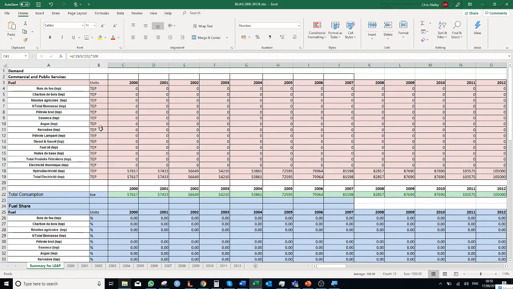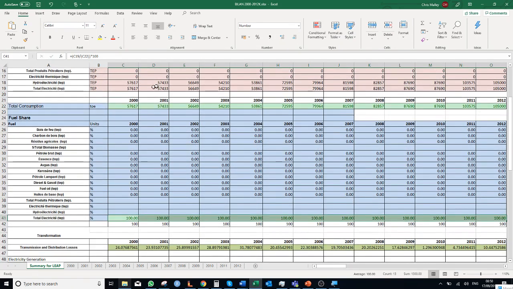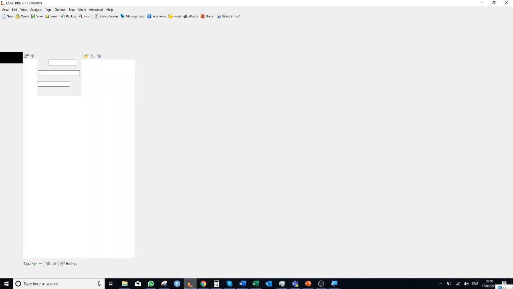So for commercial and public services, it's easy. We just have electricity consumption. And therefore, here under total consumption, we just have the value for electricity. And then 100% of our fuel share is electricity. So then let's look at how that is entered into LEAP.